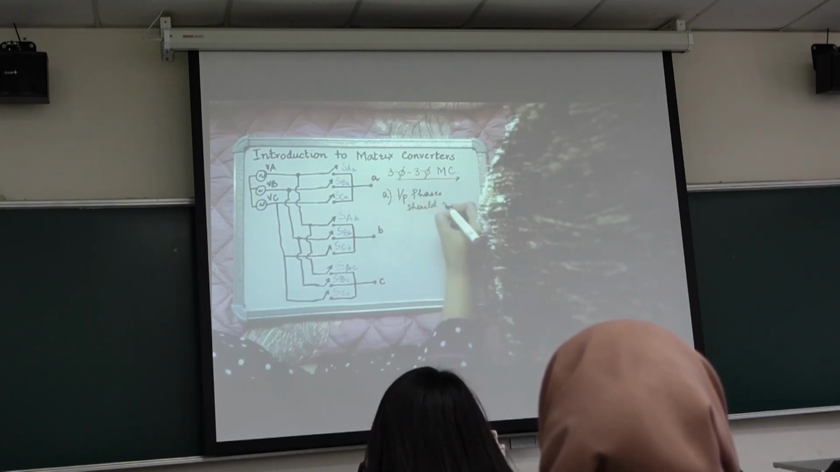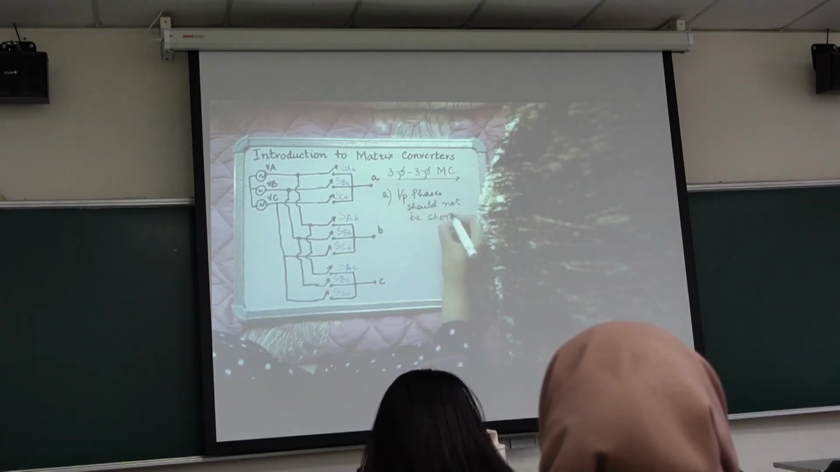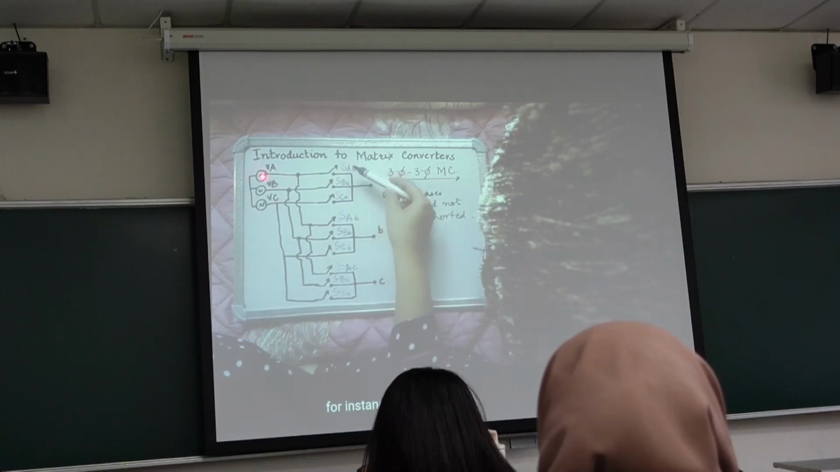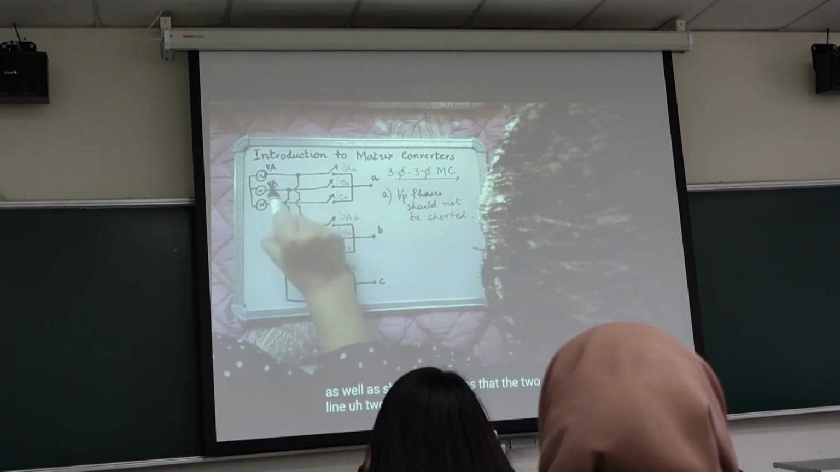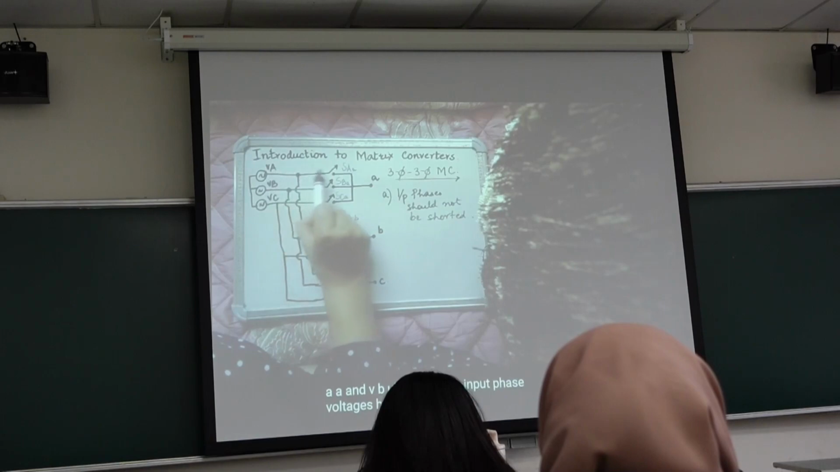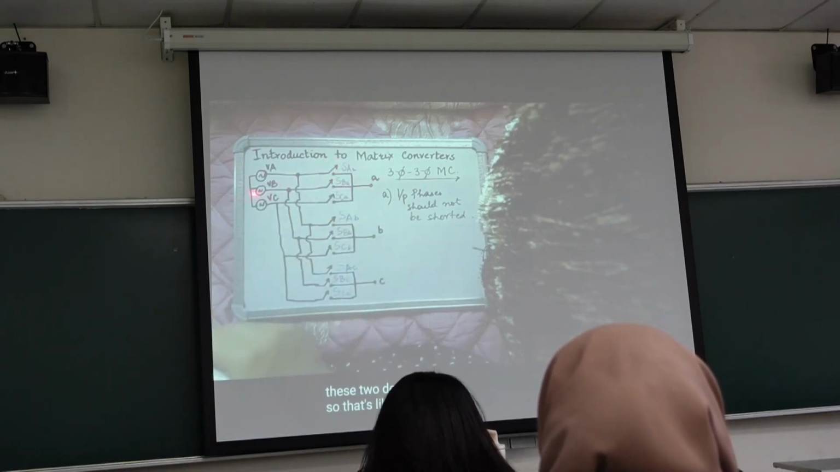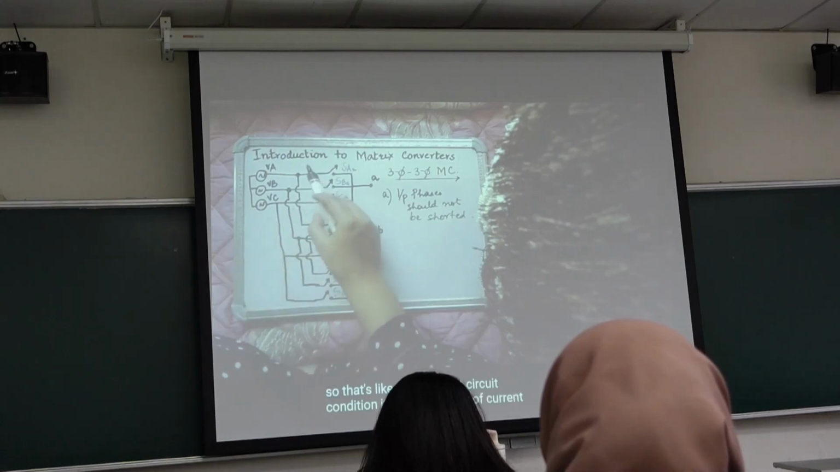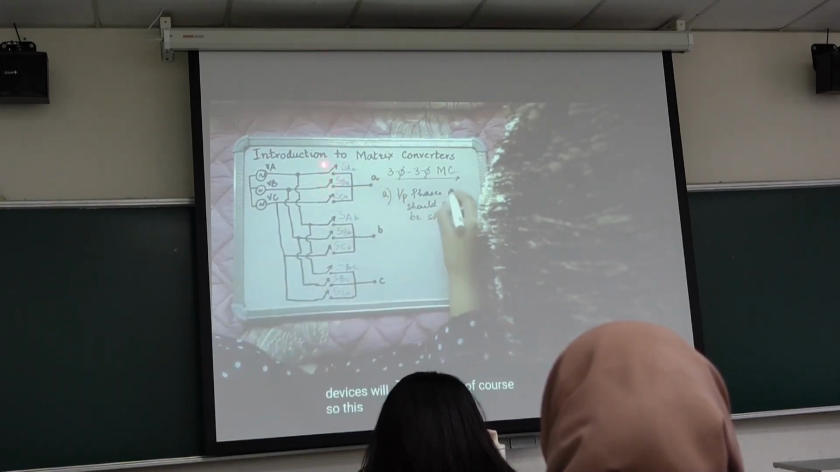So input phase cannot be short circuited. For instance, if I switch on SAA as well as SBA, it means that the two input phase voltages VA and VB have been shorted. So if these two devices turn on, that's like an AB short circuit condition. It will cause a lot of current to flow through the converter and the devices will get damaged, of course.